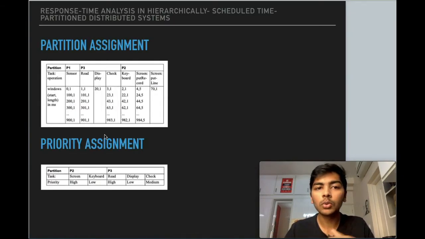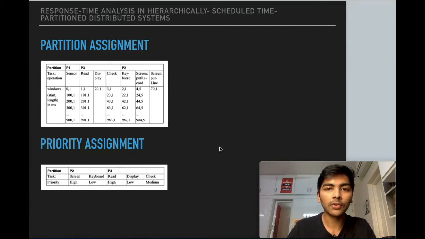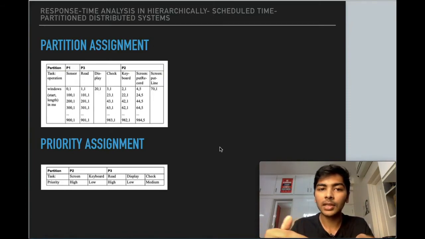Now we'll move on to the partition assignment. There are three partitions, like I already said. The sensor, which is the majority, will be in one partition. The rest of the two partitions, P2 and P3, have multiple components in them. So in this case we have to assign a priority to each of them, because you can't have the same priority for each and every operation. All of these will have different priorities.